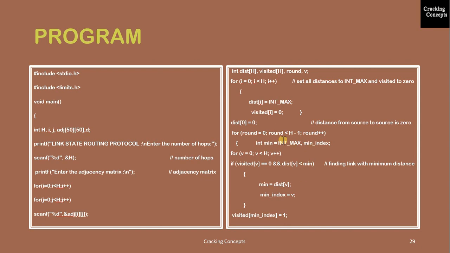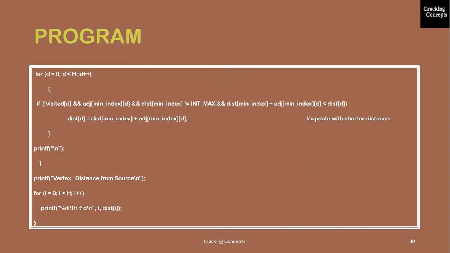And this is for checking the minimum distance. So here there is a main loop with a variable called round. It traverses through each hop and checks for the minimum distance. Then it will also run the checking where we need to see if the distance has to be updated or not. Now this is repeated until all the hops are covered. Finally, we will display the source, the name of the hop and the distance from the source.